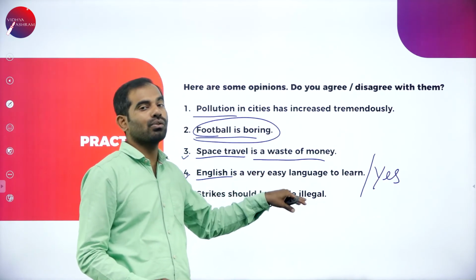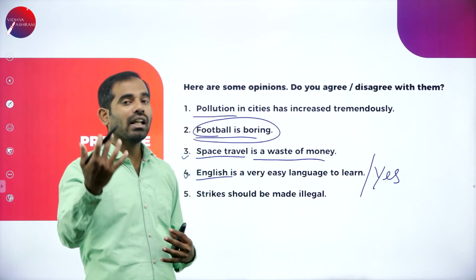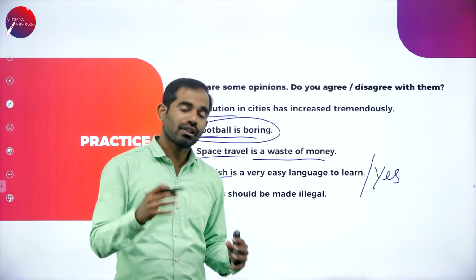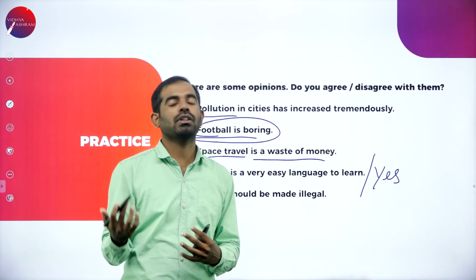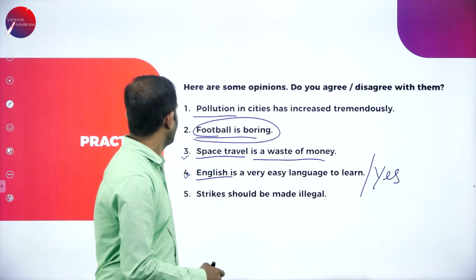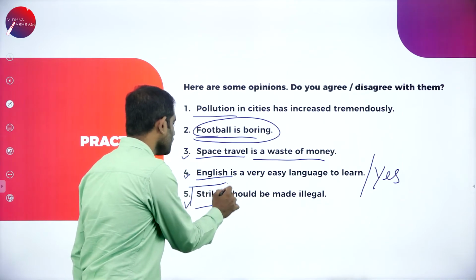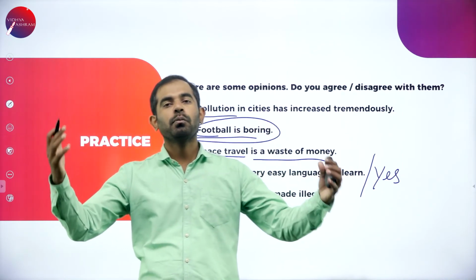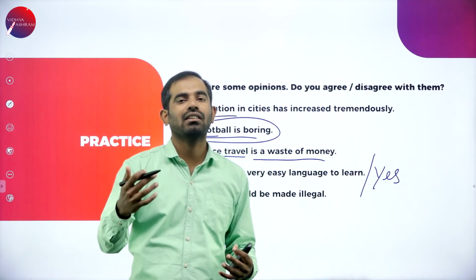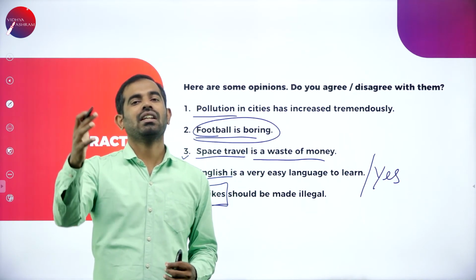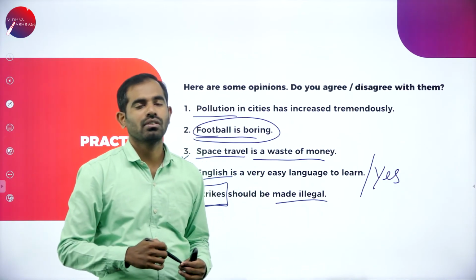So it is up to you to say yes or no, whether to agree or disagree, or whether you can tell, I'm not sure. Yes, of course you can tell, I'm not sure, because it depends on perception, it depends on a person as well. Fifth one, strikes should be made illegal. What is this? Strikes. Bandh, we call, where people come out to the streets, they want to declare a bandh, they're striking. They're going on a strike, right? And it should be made illegal. Do you think so? No, you can't.